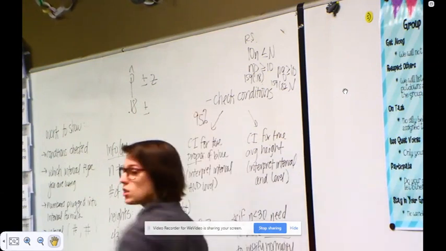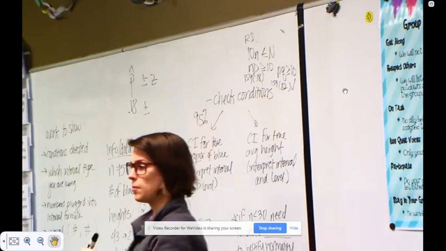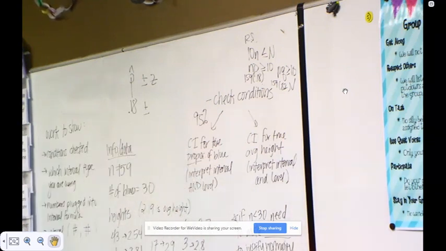So what is the z-score for 95% confidence? Do I care about degrees of freedom? It's a z-score, so I don't care about degrees of freedom. The z-score is 1.96.